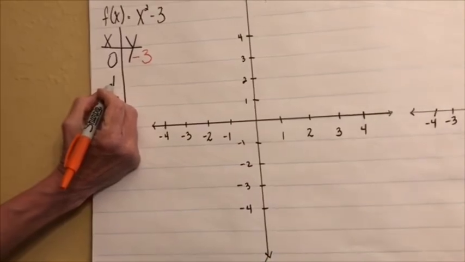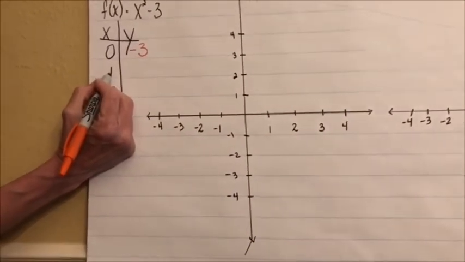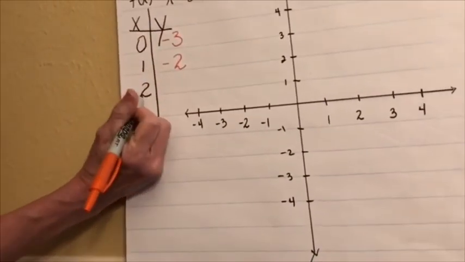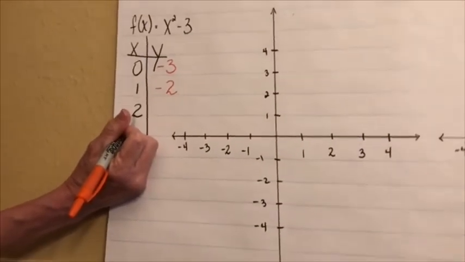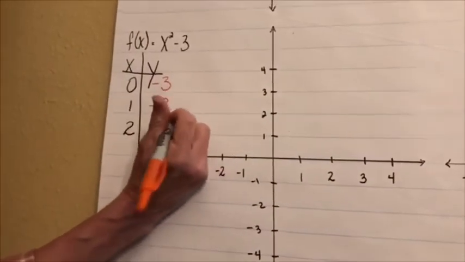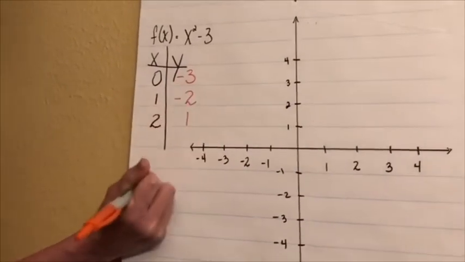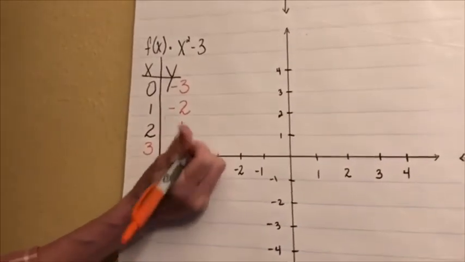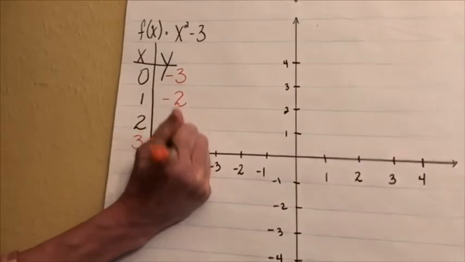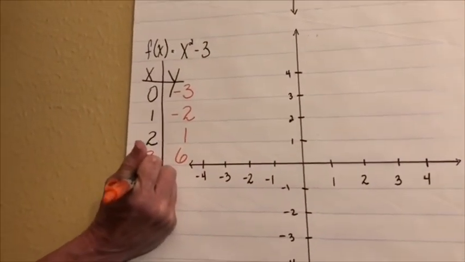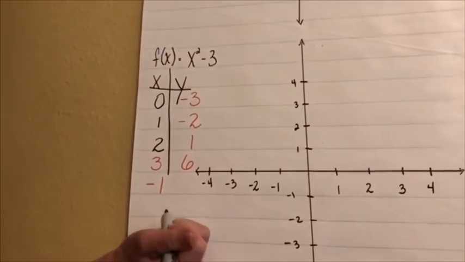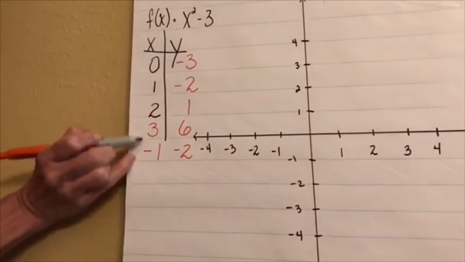How about when x is 1? 1 squared is 1. 1 minus 3 is negative 2. When x is 2, 2 squared is 4. 4 minus 3 is positive 1. Let's do a few more points. What about when x is 3? What is y? 9 minus 3 is 6. Let's do a couple of negative points. How about if x is negative 1? Negative 1 squared is 1, and 1 minus 3 is negative 2. So you see there's this symmetry here.